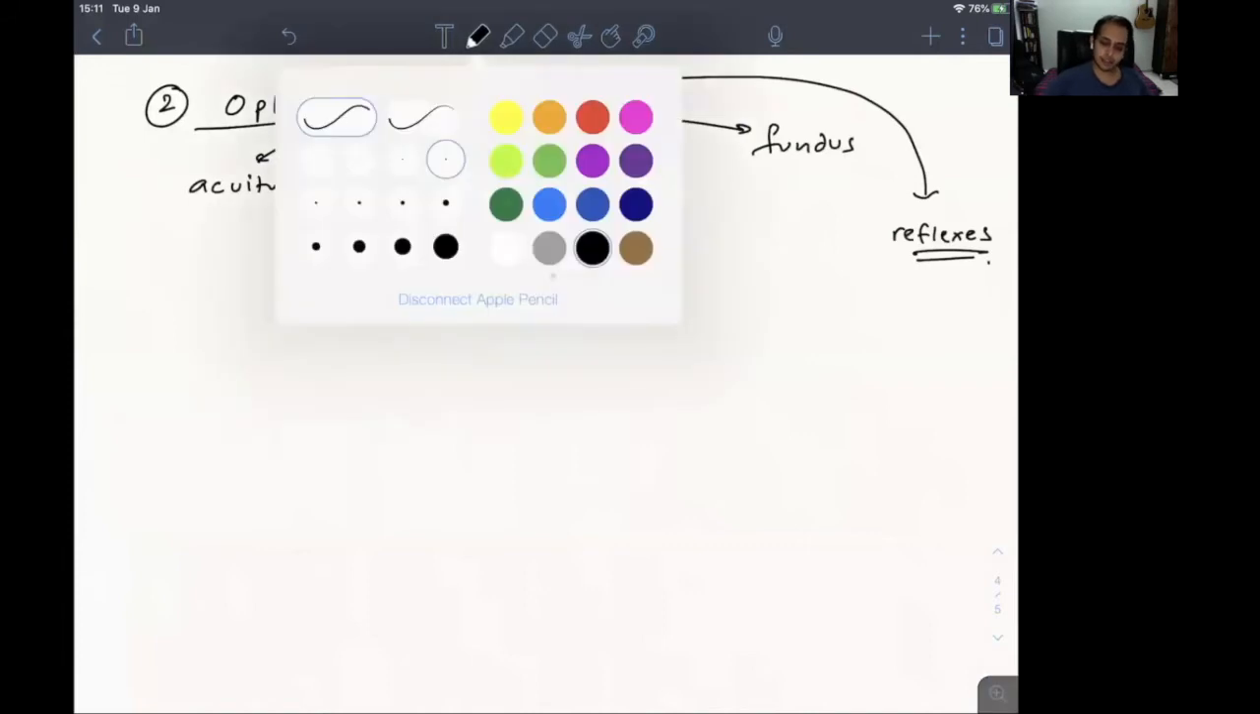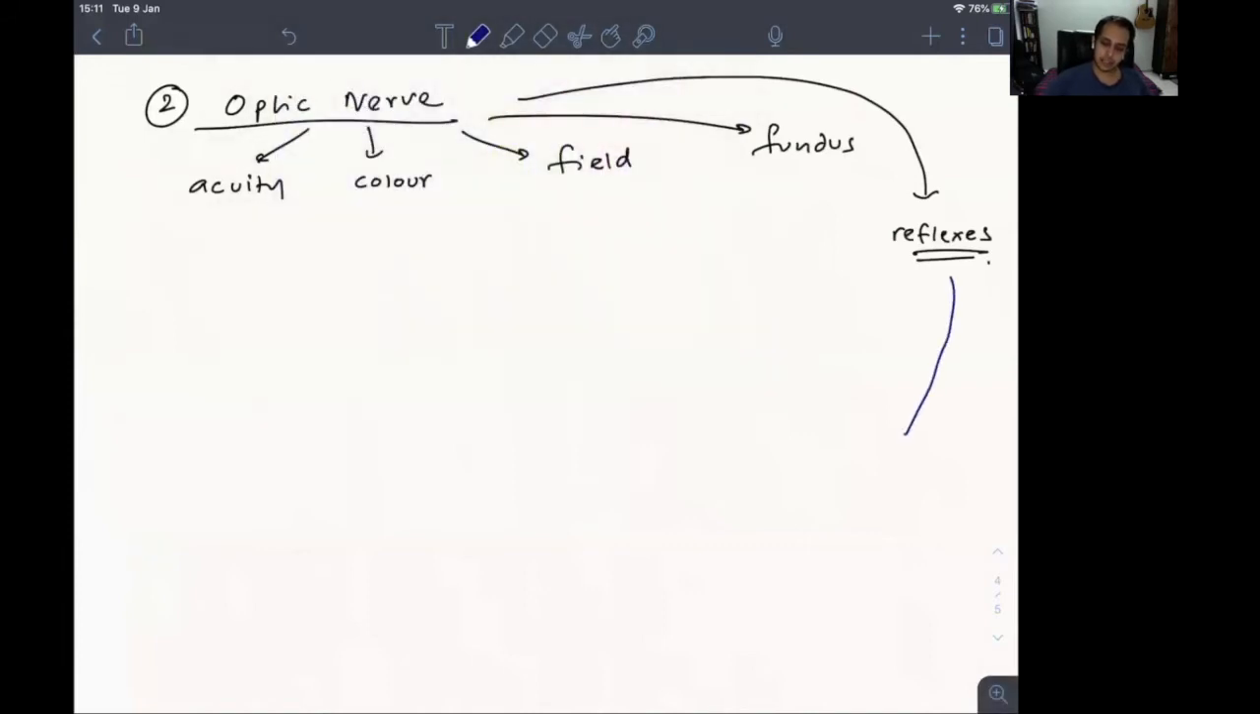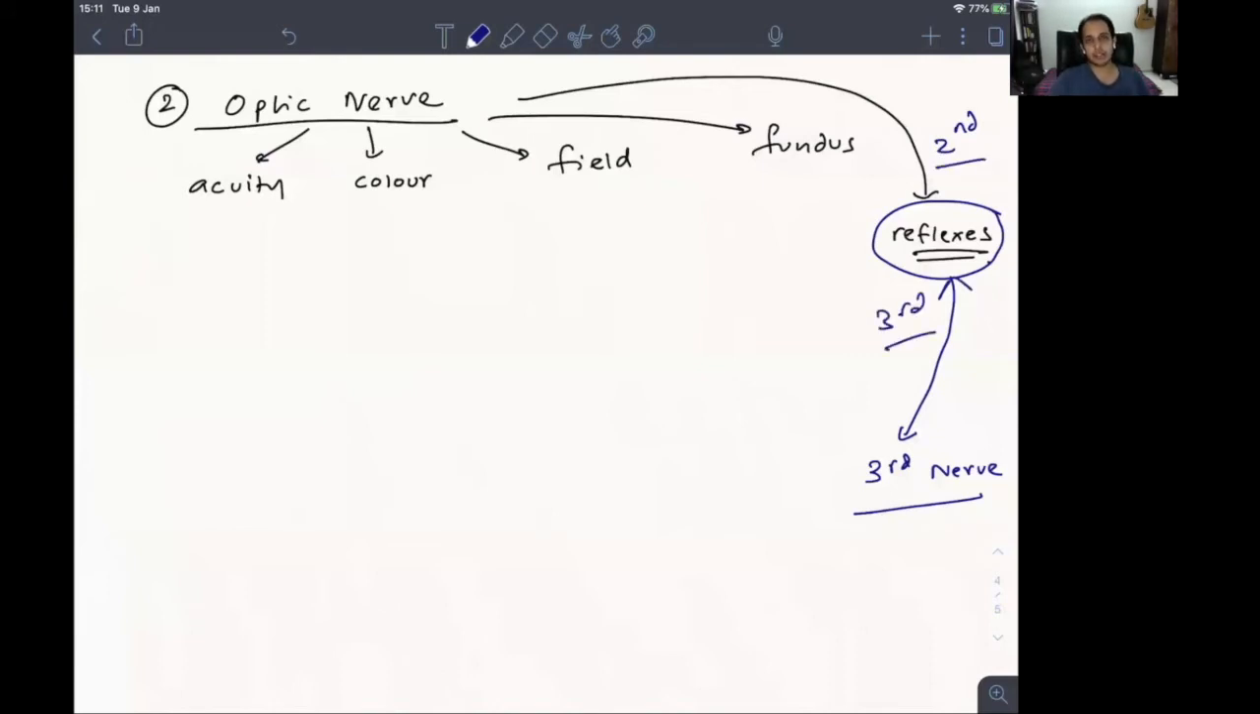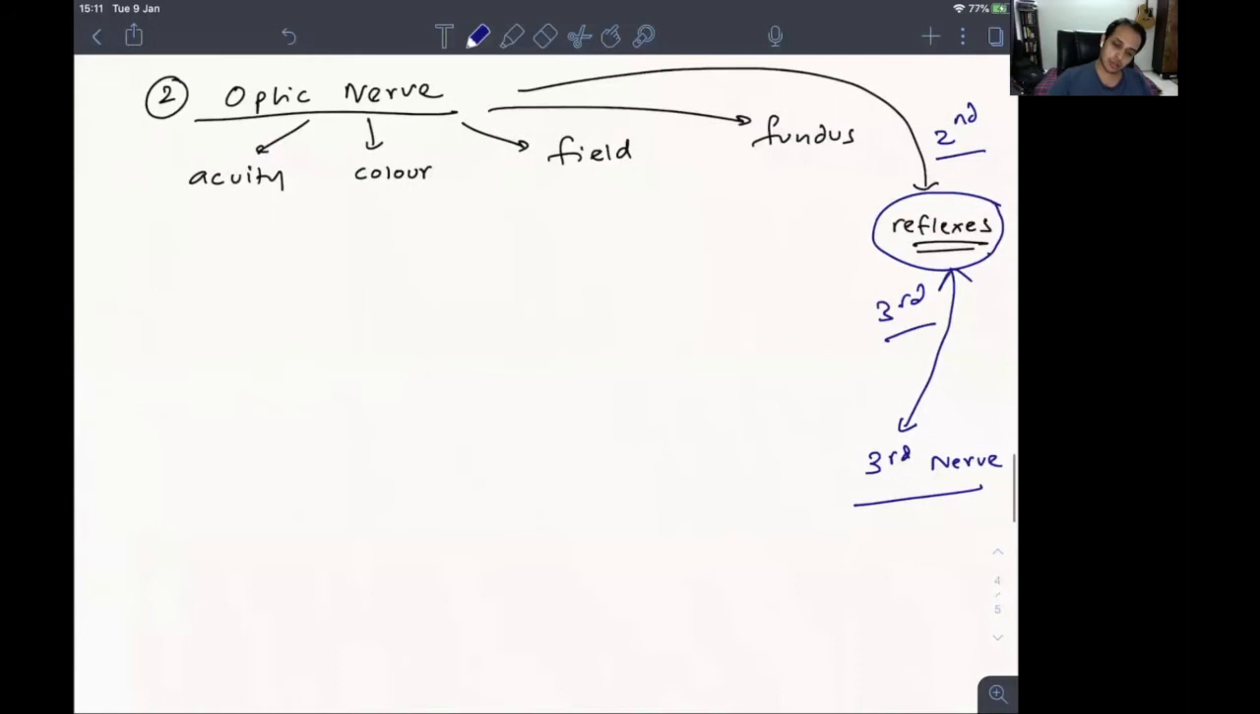And the reason reflexes is done in the end is because reflexes carries this examination forward to the next nerve, which is third nerve, because all your reflexes are a mixture of both second nerve and third nerve. So that is why you do reflexes in the end, and it is a way to bridge examination between your optic and your oculomotor. So reflexes will be taken in the end. Now coming to acuity, color, field, and fundus examination.